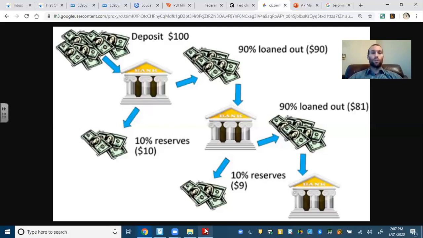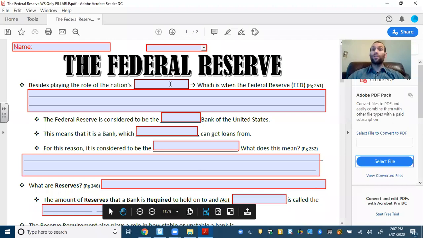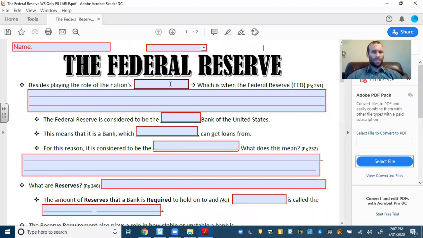So back to our Federal Reserve worksheet, we're going to go back to one of those features that we mentioned that banks have. It's a service they provide you that you probably take for granted a lot. And that is, the Federal Reserve has many jobs, but besides playing the role of the nation's check clearer. And what check clearing is this: if I were to write you a check, so I scribble that check and hand it to you, assume it's on paper, you would take that check to your bank. You'd tell your bank, hey, I would like to deposit this check in your bank account.